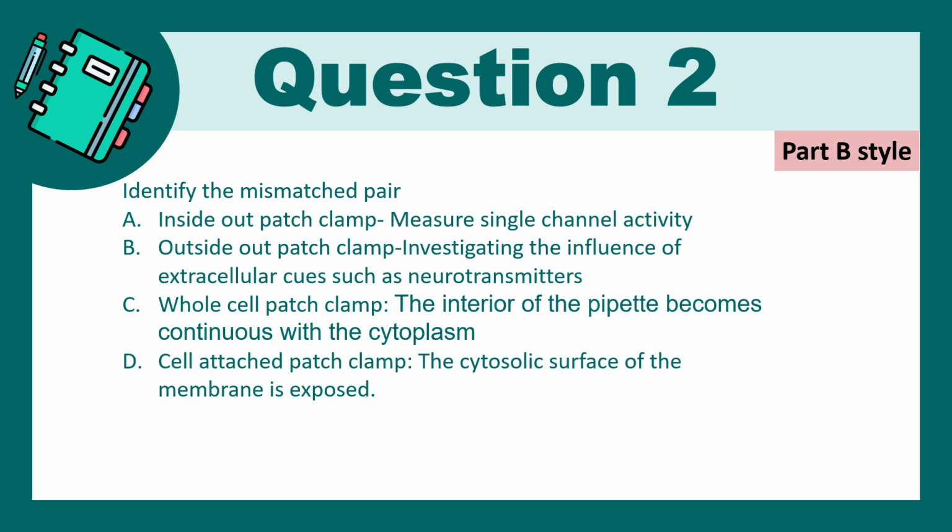Question number 2. Identify the mismatched pair. Inside out patch clamp, measure single channel activity. Outside out patch clamp, investigating the influence of extracellular cues such as a neurotransmitter. Whole cell patch clamp, the interior of the pipette becomes continuous with the cytoplasm. Cell attached patch clamp, the cytosolic surface of the membrane is exposed. So if you learn properly these modalities of patch clamp, then you should be able to answer. The correct answer here would be option D.